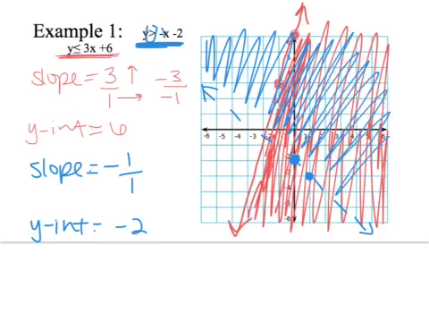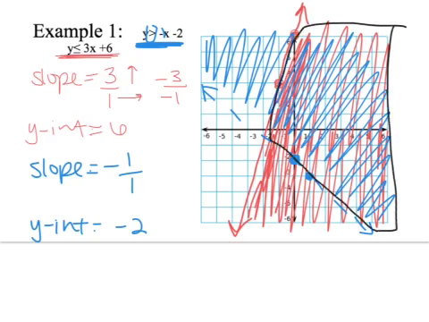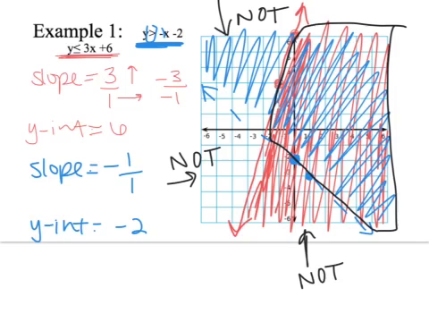So you shade both areas. The area that is shaded in both the red and the blue, that's your answer. This shaded area is not part of the answer. This shaded area is not part of the answer. The part that's not shaded at all is not part of the answer. The answer is where both are shaded, the red and the blue.